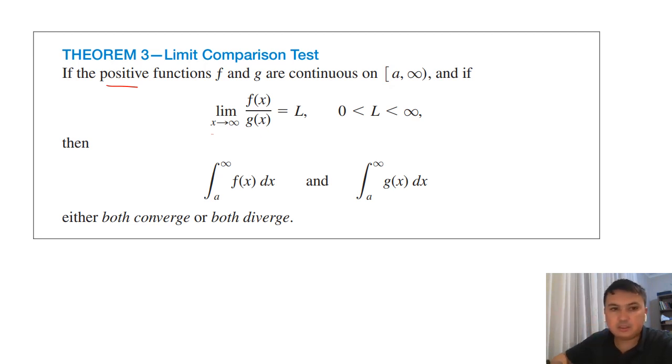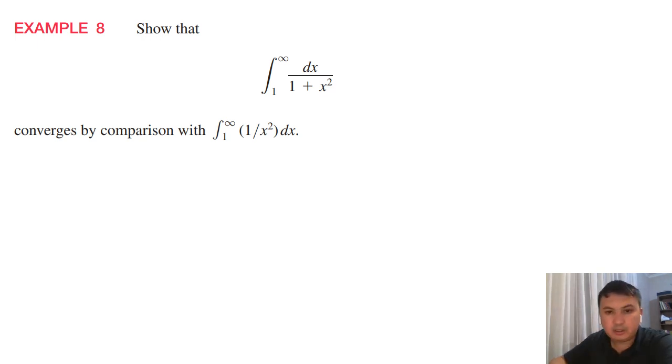Okay, so let's do some examples. I want to show that the integral from 1 to infinity of 1 over 1 plus x squared converges by simply comparing it with 1 over x squared. I mean, you don't have to do it this way because we know that this antiderivative is arctangent, and then you can simply do it the way we did before. But this is just to show the power of limit comparison. So let f of x be 1 over 1 plus x squared, and my g of x be 1 over x squared.